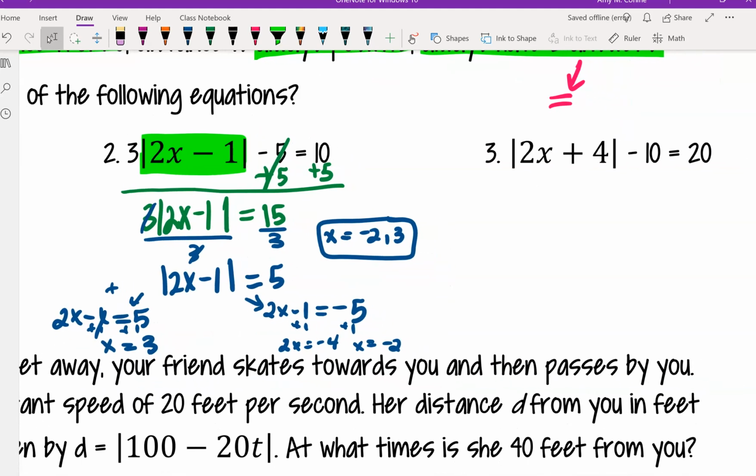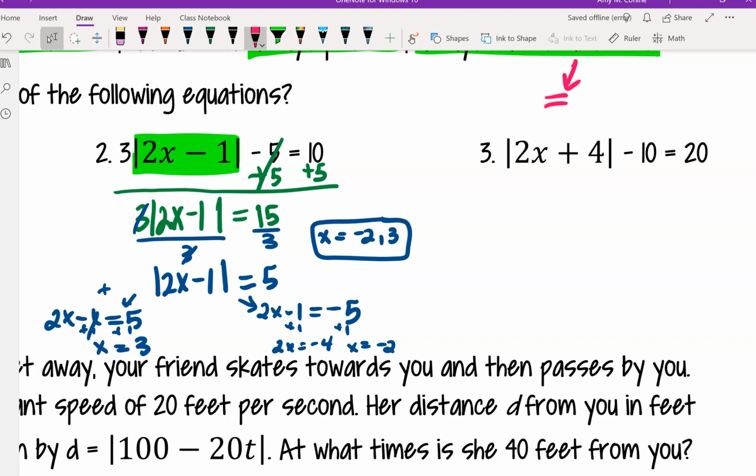I'm going to leave this up here. I'm going to zoom out just a little bit because I want you to go ahead and do number 3 on your own. So go ahead and do that now.